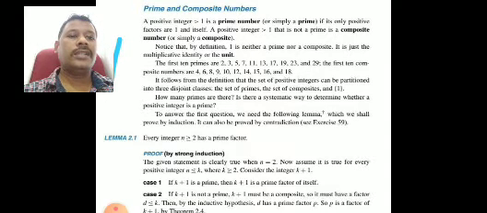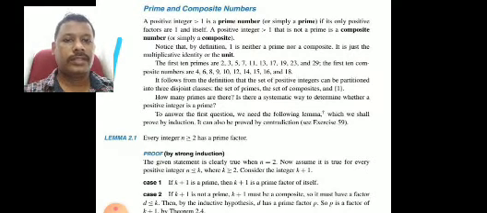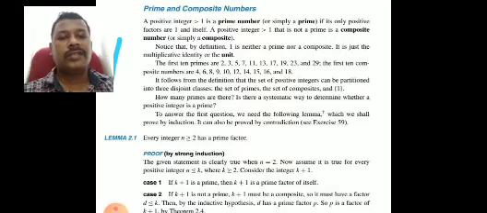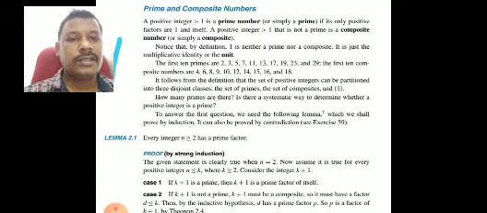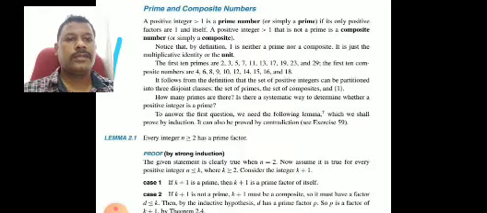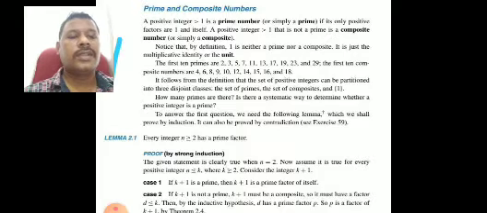A positive integer greater than 1 that is not a prime is called a composite number. Here, 2, 3, 5, 7, 11, 13, 17, 19, 23, etc. are all prime numbers. 4, 6, 8, 9, 10, 12, etc. are composite numbers. Next we are discussing a lemma.